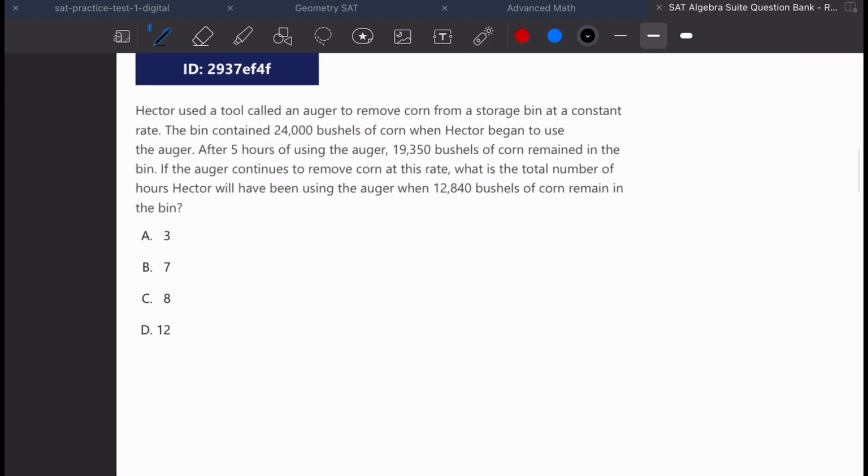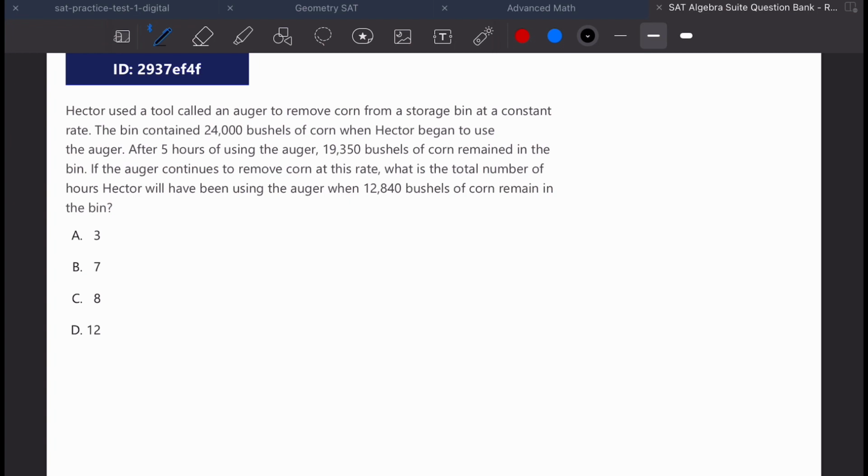The next question. These are all application questions, so you just have to read and understand the questions. Hector used a tool called an auger to remove corn from a storage bin at a constant rate. This constant rate means that the function would be linear. The bin contained 24,000 bushels of corn when Hector began to use the auger. After 5 hours of using it, 19,350 bushels of corn remained in the bin.